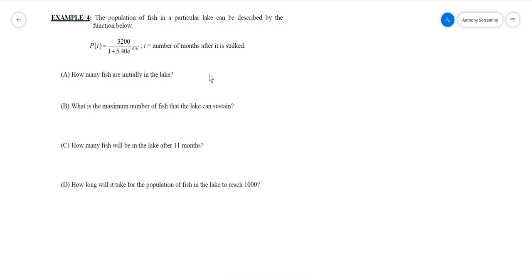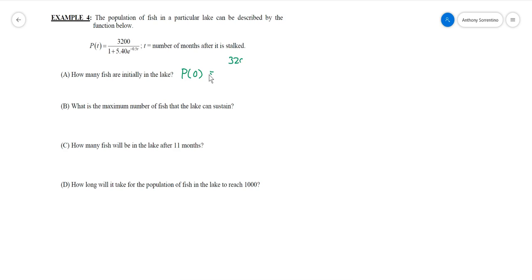So for instance, we have this function P of t, which equals 3200 over 1 plus 5.40 e to the negative 0.5 t, where t is the number of months after it is stocked. And they're saying, based off of this logistic function, which would probably have come off a computer or a calculator, how many fish were initially in the lake? We're not being told that. Well, from our function usage before, that means we're essentially looking for P when the time is 0.